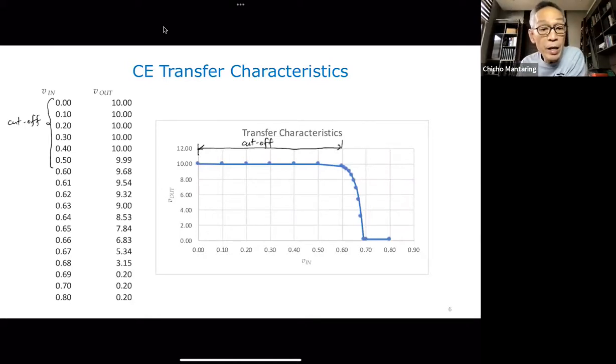On the other hand, when my input increases beyond 0.68, so dito sa 0.69, my VCE already hits VCE sat and it will no longer decrease. So dito, I am in saturation. Okay. So this here is saturated. And then this area now is my active region.